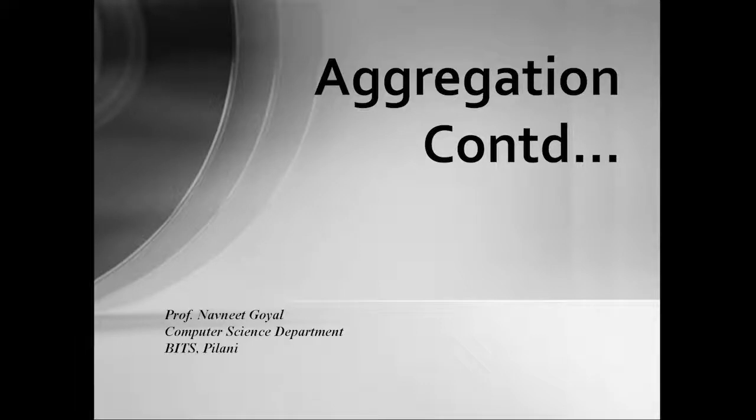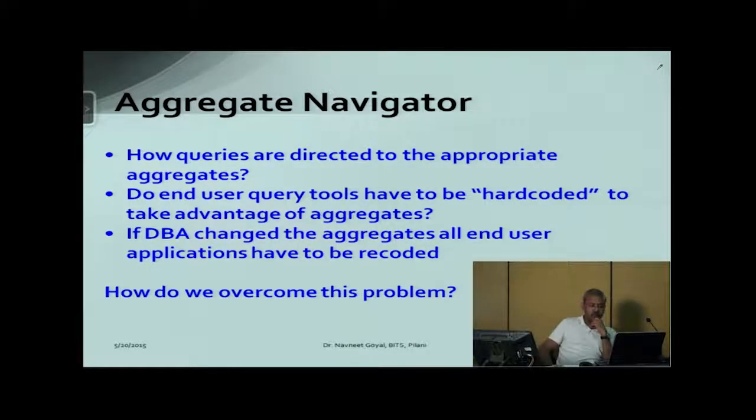So let me continue with this. I'm going to talk about the Aggregate Navigator. The question that arises here is how queries are directed to appropriate aggregates when we say that all the queries should target only the base level data. You understand what base level data is. To see that, you need to go back to the previous lecture of this module, where we talked about base level data in the example that we discussed on sparsity failure. That would give you a very clear idea about what base level data is.